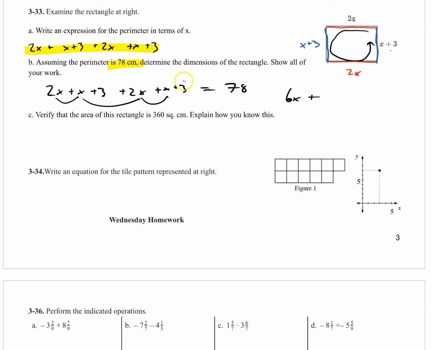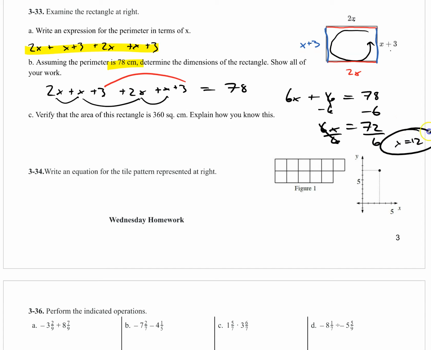Now let's get the numbers. 3 plus 3 is 6. 6x plus 6 equals 78. If I take away 6 on both sides, 6x equals 72. And if I divide both sides by 6, x equals 12.